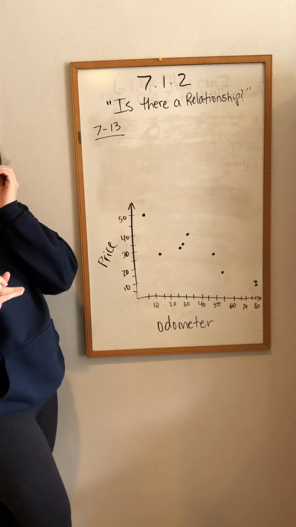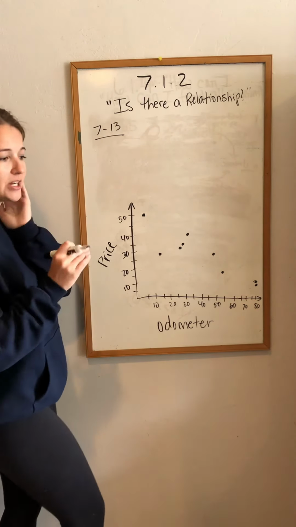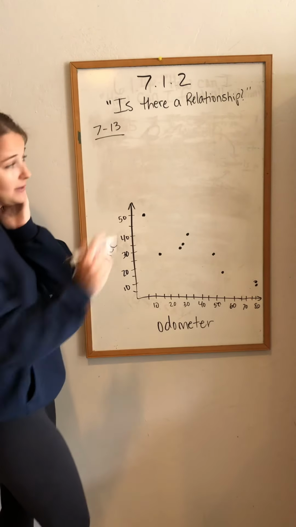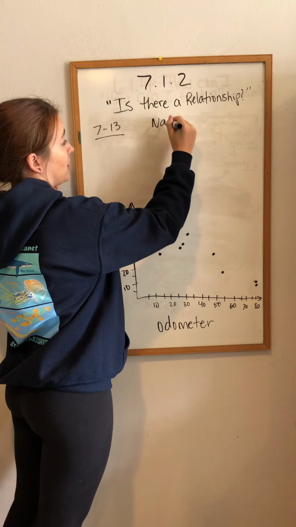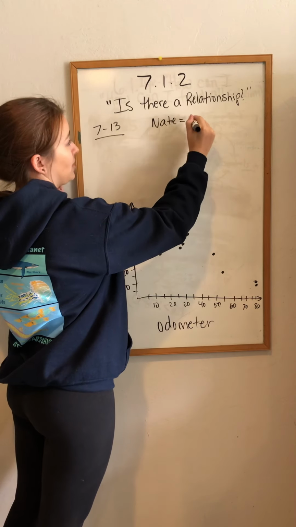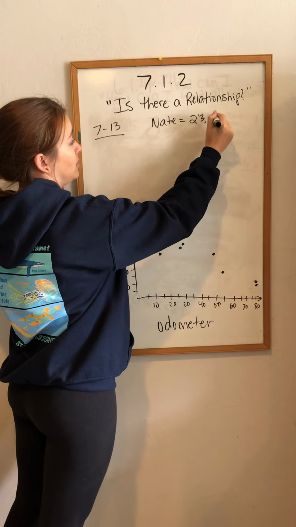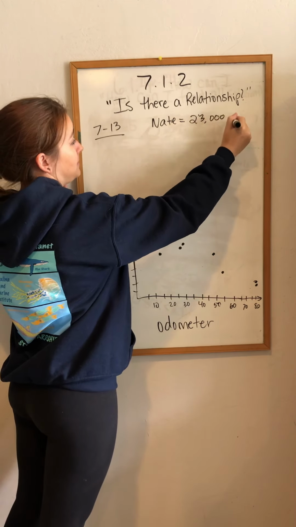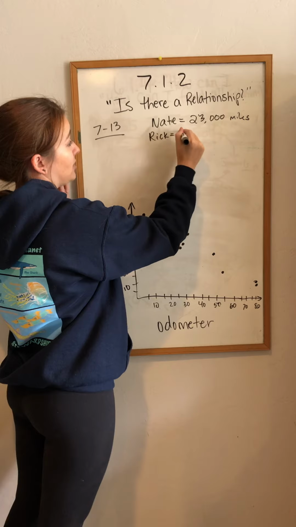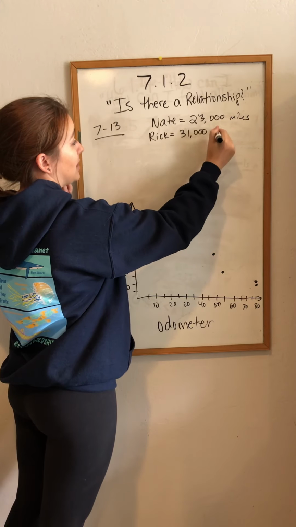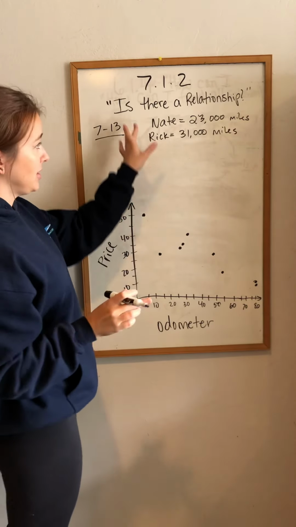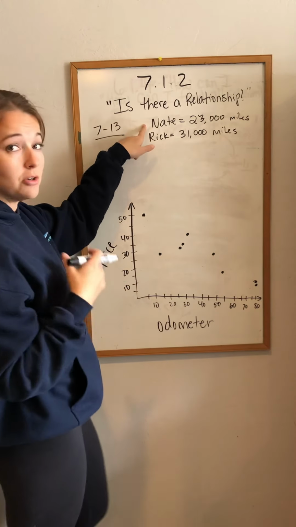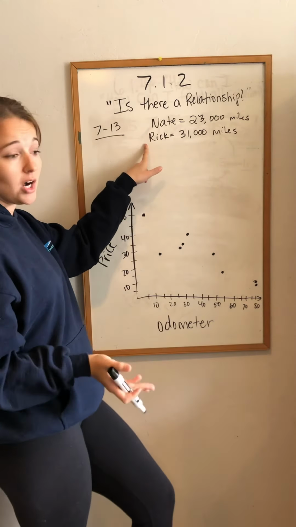What I started writing down, because that was a whole lot of information, was things I knew. So I knew Nate's car had 23,000 miles, and Rick's car had 31,000 miles. And based on just the odometer, Nate thinks that his car would cost more and Rick's car would cost less.